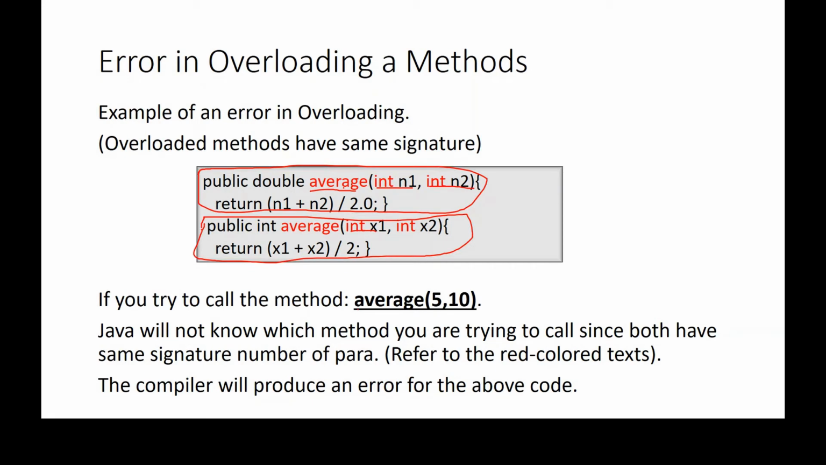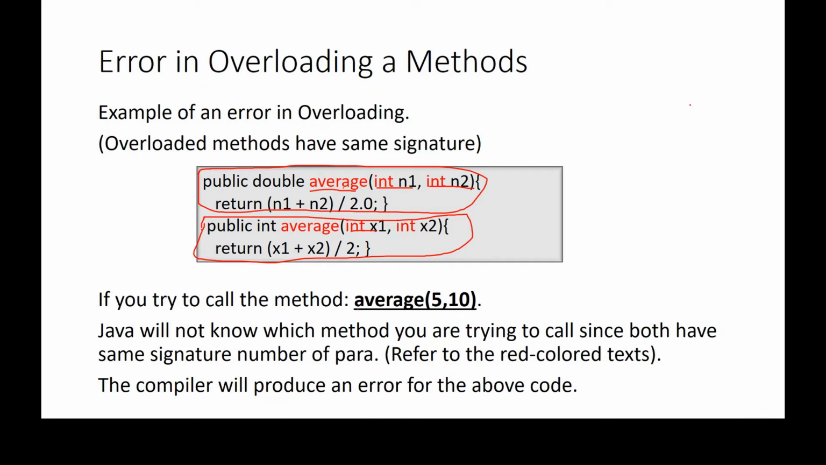Java will give you an error. Why? Because now, before the compilation, there's no error. But when you try to run the program, the compiler will not allow you to run until you have no error. This is a confusion for the compiler.